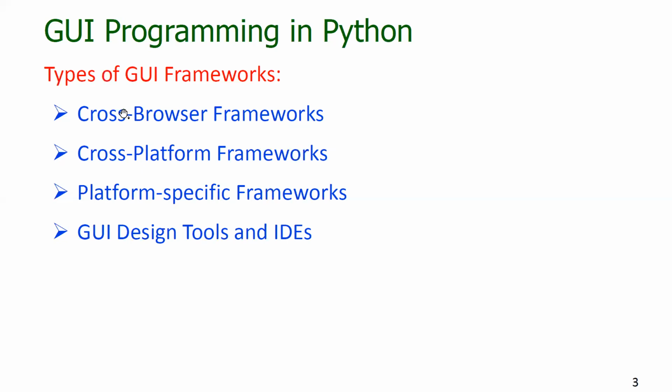So there are many types of GUI frameworks available in Python. The first one is Cross-Browser Frameworks. The second one, Cross-Platform Frameworks. The third one, Platform-specific Frameworks. Finally, GUI Design Tools and IDEs. Let us see them one by one briefly.